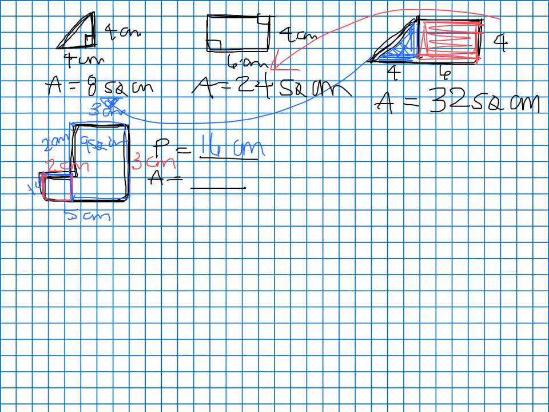I should switch it to red. And its area is going to be 2 square centimeters. Now if I add them together, 9 square centimeters plus 2 square centimeters, I'm going to get 11 square centimeters. Let's look at another example.